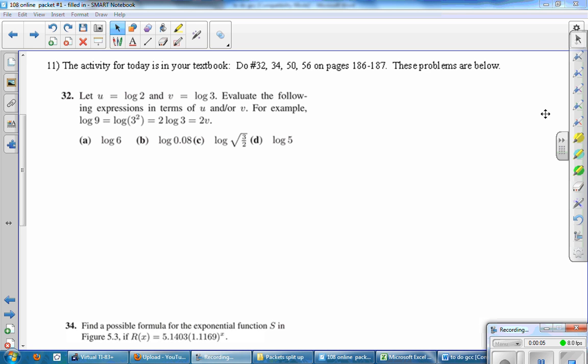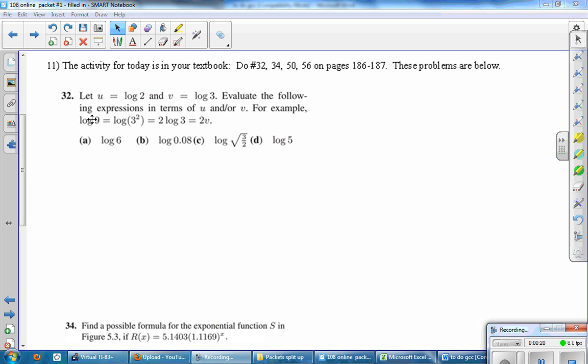The activity for today is in your textbook. It's those 4 problems from pages 186 to 187. These problems are also copied below. Let u equal log of 2 and let v equal log of 3. Evaluate the following expressions in terms of u and/or v.